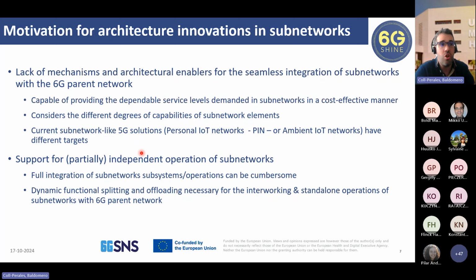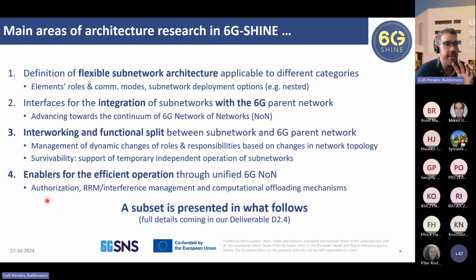And the existing solution actually might require the complete transfer of all subnetwork subsystem operation to the 6G parent network, which is not effective. So we envision a dynamic functional splitting and offloading for the interworking and standalone operation of the subnetwork with the 6G parent network. And these are the main areas of research in terms of architecture in 6G-SHINE.